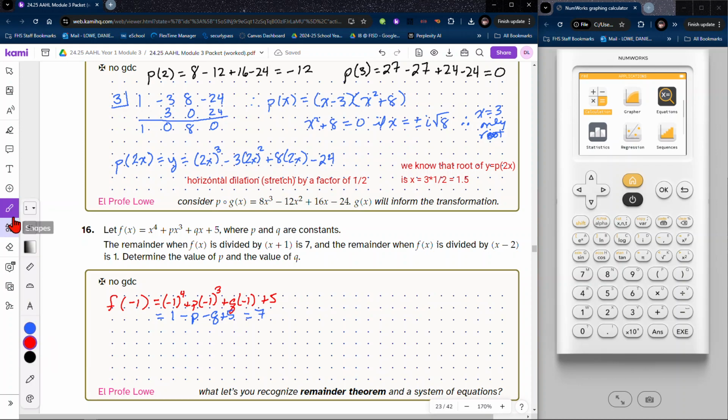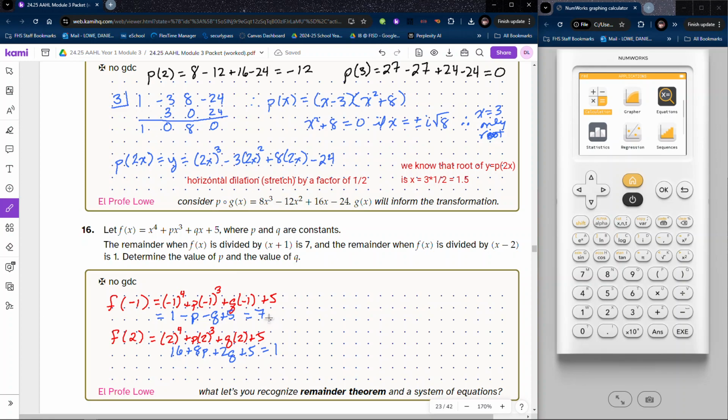All right, then continuing, we know that on division by x minus 2, if we evaluate f of 2, we're going to have 2 to the fourth power plus p times 2 to the third power plus q times 2 plus 5. If we evaluate that, that's going to give us 16 plus 8p plus 2q plus 5, and we know that value is going to be equal to 1. So now we have a new system of equations that we can solve.